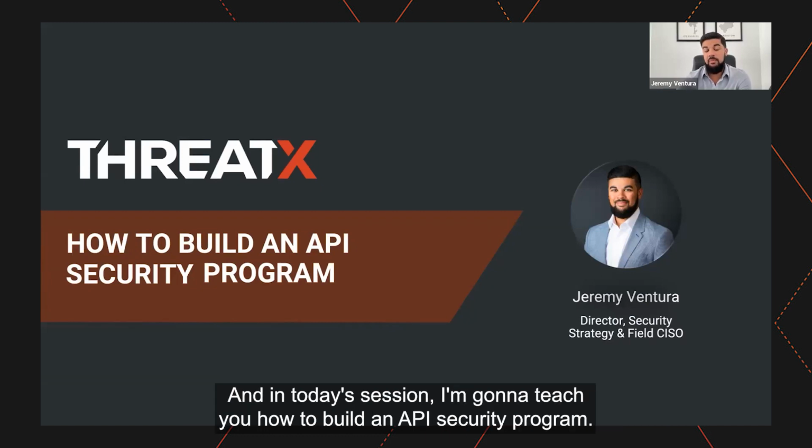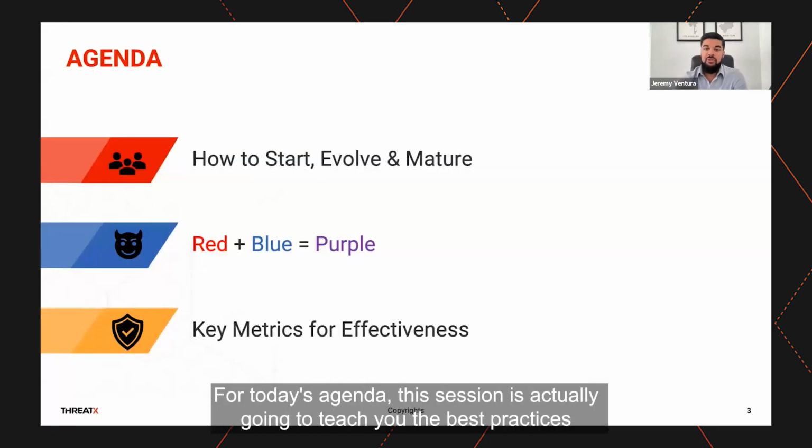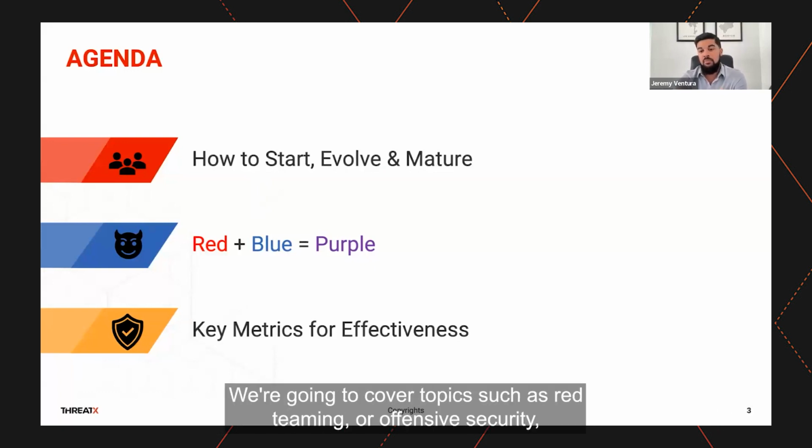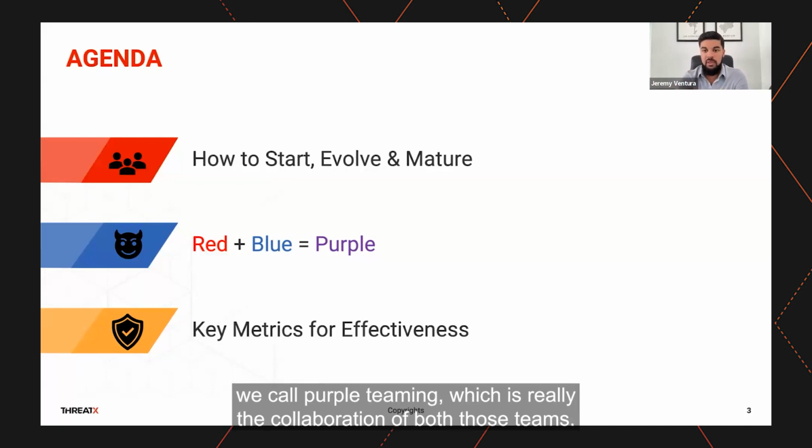And in today's session, I'm going to teach you how to build an API security program. For today's agenda, this session is actually going to teach you the best practice on how to start, evolve, and mature your API security program over time. We're going to cover topics such as red teaming or offensive security, blue teaming, which is defensive security, and how does that incorporate to what we call purple teaming, which is really the collaboration of both those teams.